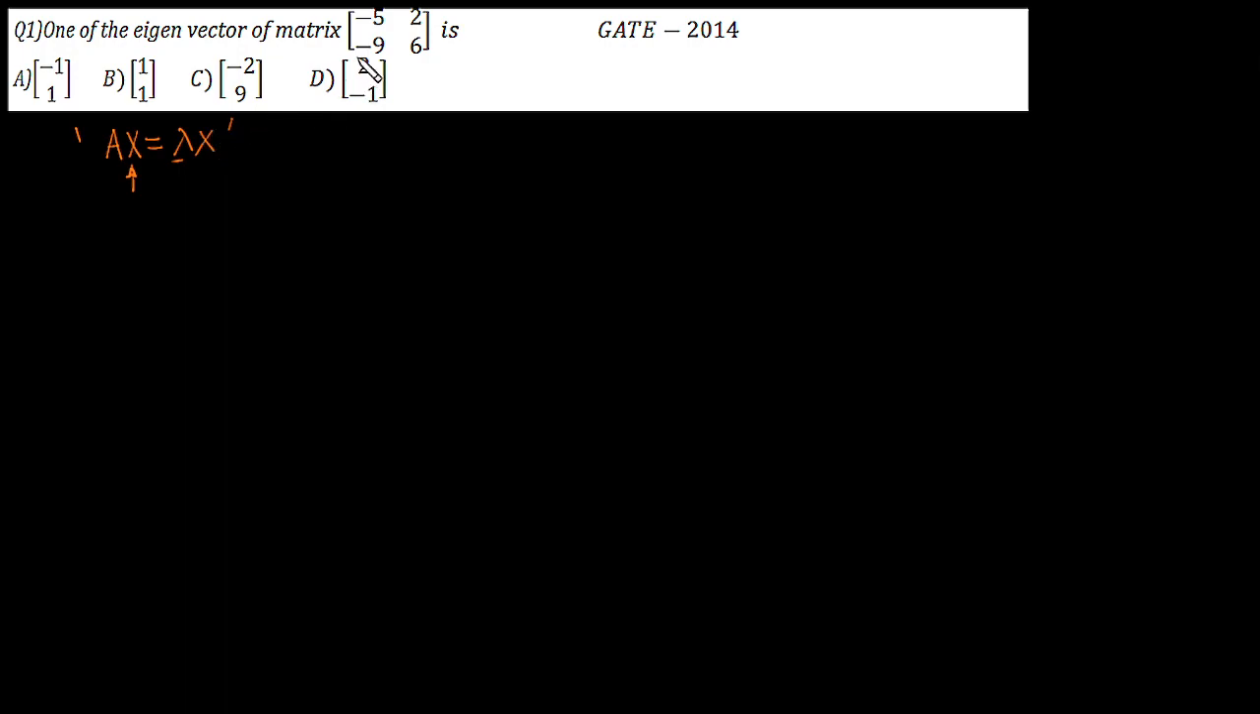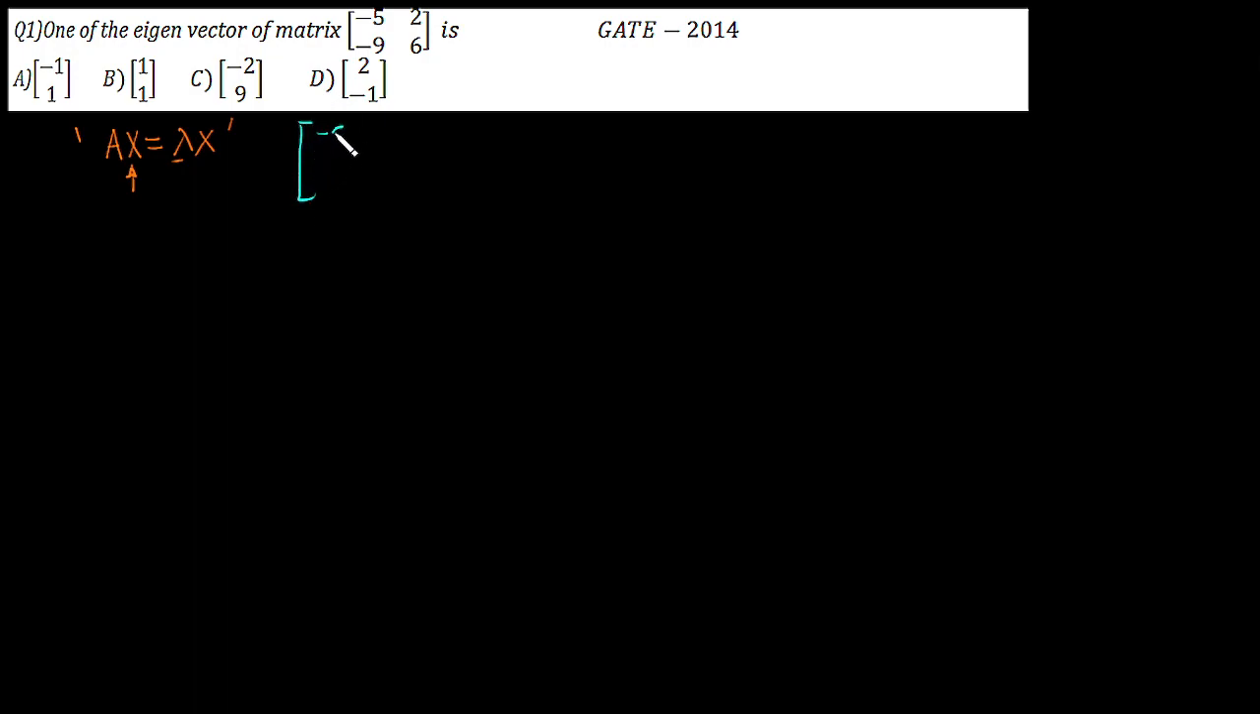Now we can solve by the conventional method, finding the characteristic equation of this matrix and solving it to get the value of lambda, and for any particular lambda we get one particular vector. But here in this MCQ type question we directly have to go from the options. So let's go one by one through these four options. Let's start with option A. So I have to put the matrix A here.